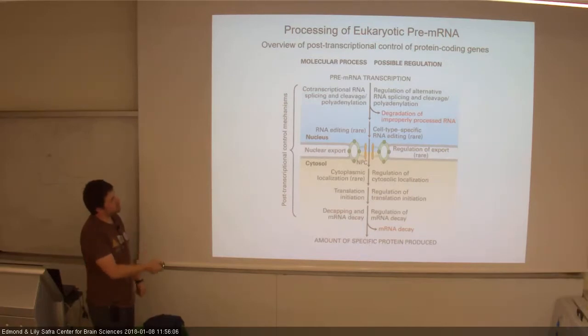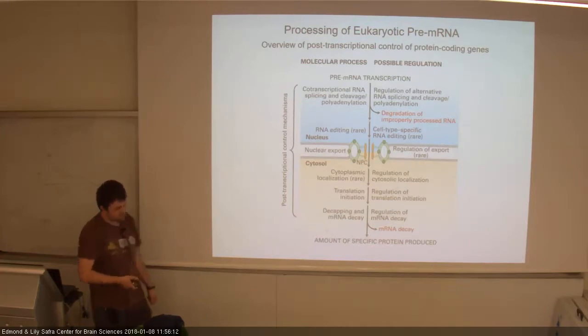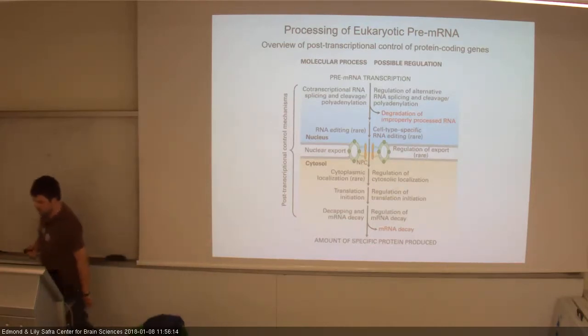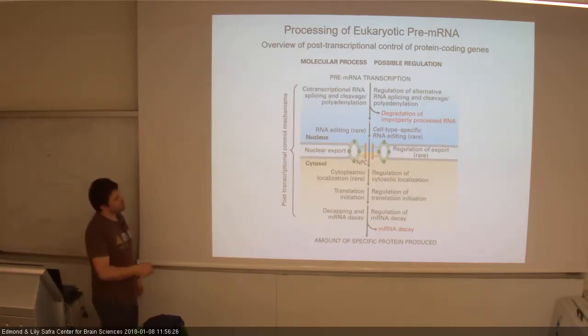And this is taken from the book, so obviously the book is old, so they say amount of specific protein produced, because I told you that 10 or 15 years ago everybody thought that RNA is only good for protein making, but nowadays we know that it's not true. And also a lot of these different steps that they show here, so let's just go over them quickly.